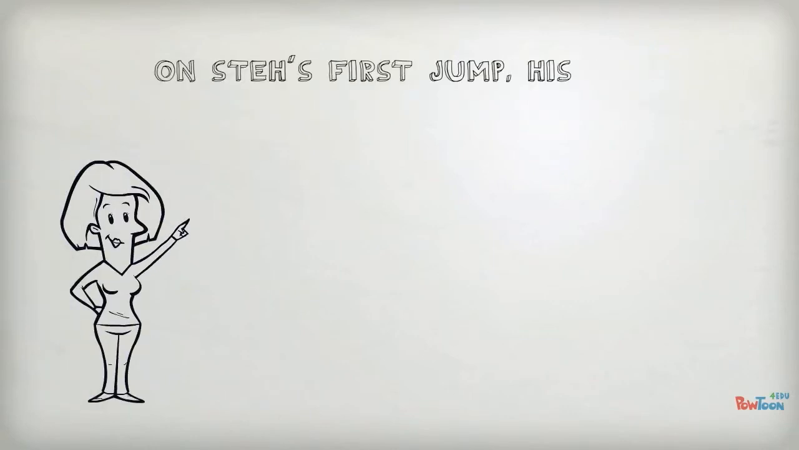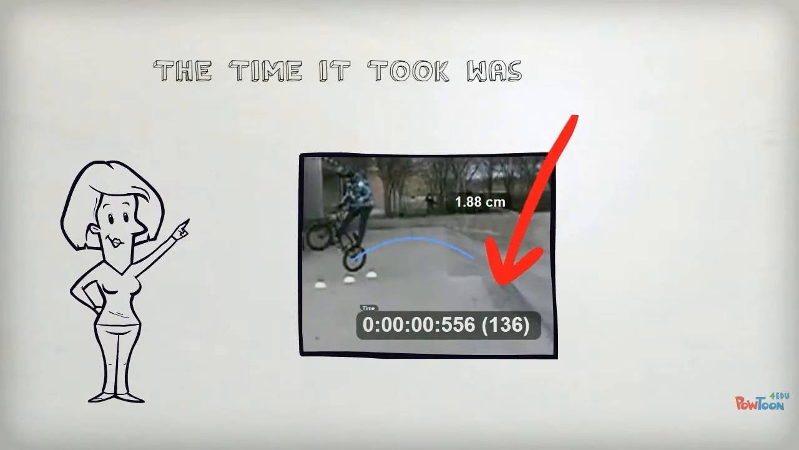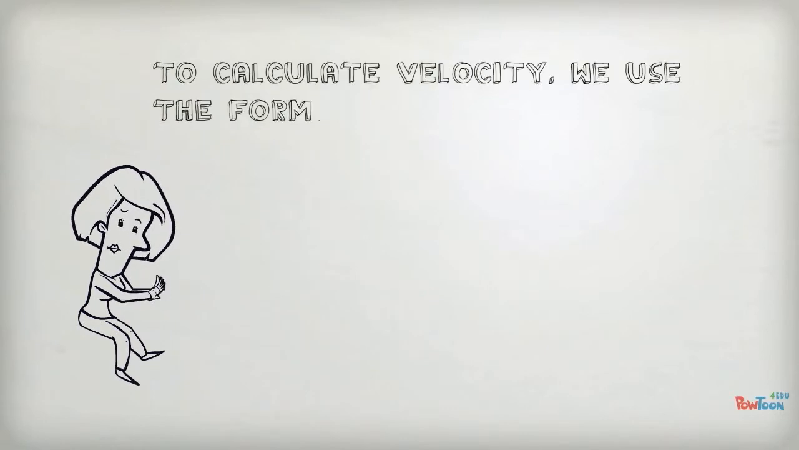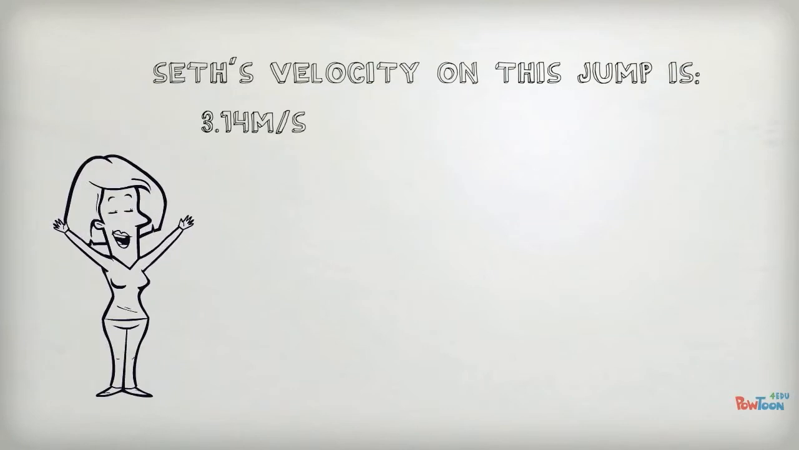On Seth's first jump, his horizontal displacement is 1.75 meters, and the time it took was 0.556 seconds. To calculate velocity, we use the formula velocity equals displacement over time. In this case, 1.75 meters divided by 0.556 seconds. Seth's velocity on this jump is 3.14 meters per second.